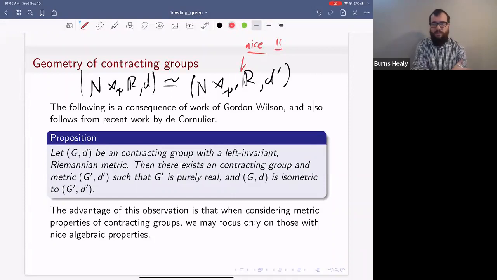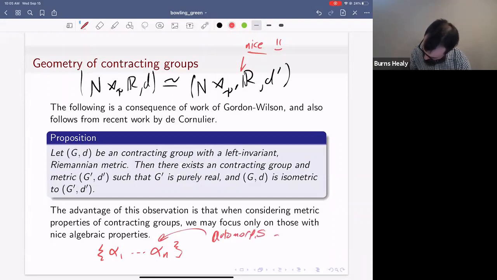So really all this proposition says is that you can replace this with a set of derivations alpha 1 through alpha n, where these correspond to automorphisms of the Lie algebra. Remember, they're not automorphisms until I exponentiate them because they start as endomorphisms, but they correspond to automorphisms of n with real eigenvalues, purely real eigenvalues.